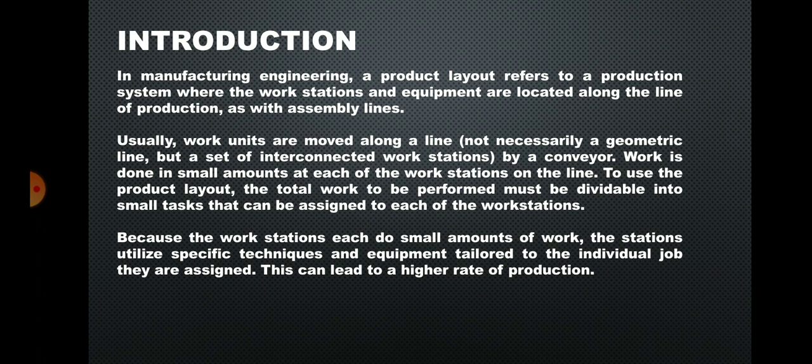So in product layout, the whole process is carried out on one line or a conveyor for a smooth process. Work is done in small amounts at each of the workstations on the line. So here the work is divided into small workstations, and each workstation performs only one task. To use the product layout, the work to be performed must be divisible into small tasks, as we discussed above, that can be assigned to each workstation.